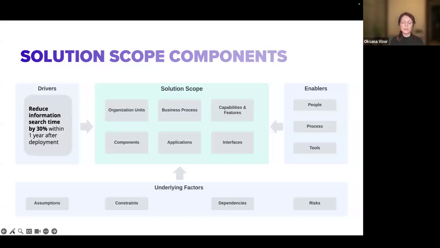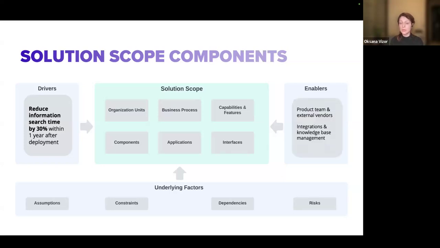And first of all, we started from the following: a single touch point for information search was required for our employees. Of course, we have a huge ecosystem of corporate services, products, and different knowledge bases. And it is rather challenging for our employees to find the required information, and they lose a lot of time on it. So one of the goals is to reduce information search time by 30% within 1 year after deployment. That's about business requirements. What is the driver for all this? Then we will move to the next one, to the enablers.